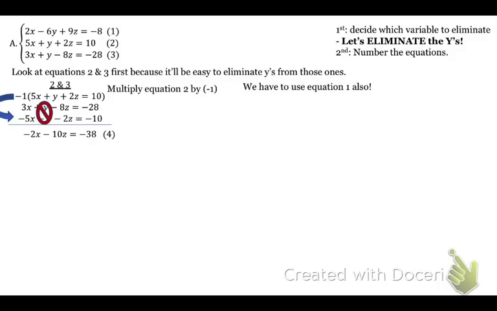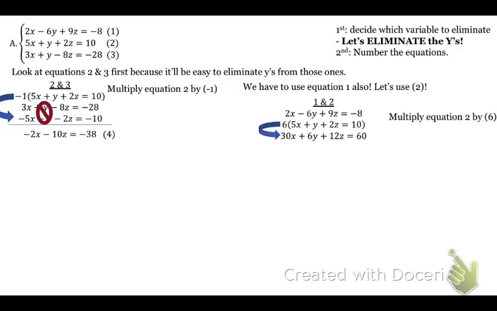Now I have to use equation 1. And it doesn't matter which one I use it with. I'm going to choose to use it with 2. So I'm going to use 1 and 2. Again, I'm eliminating my y's. So I'm going to multiply equation 2 by 6. And you'll get 30x plus 6y plus 12z equals 60. I'm going to bring down that top equation, so 2x minus 6y plus 9z equals negative 8. Add those 2. The 6y's cancel. Get 32x plus 21z equals 52. And that's going to be equation 5.